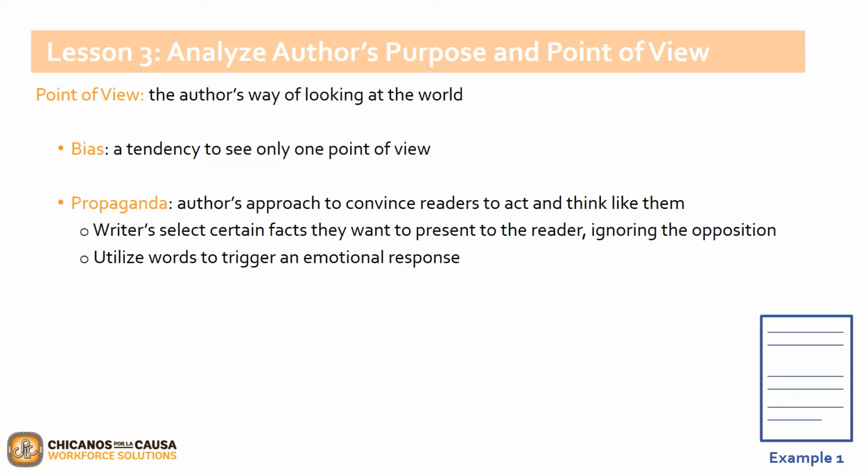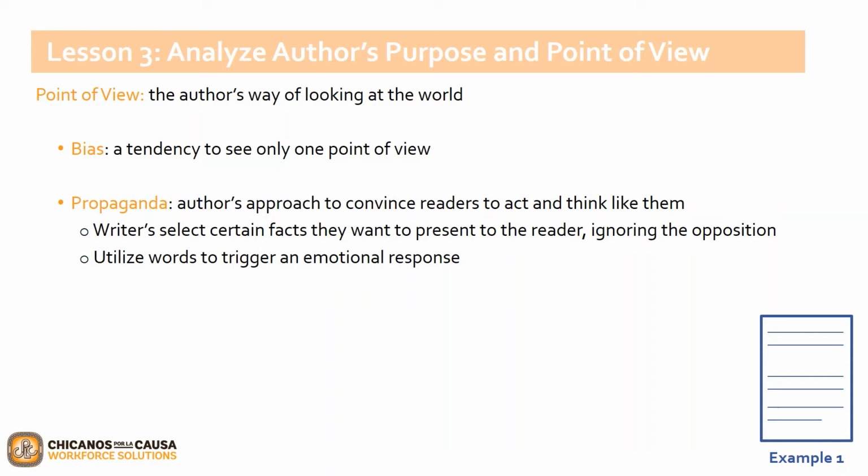All reading material has a point of view. This is the way the author feels about the subject written. As a reader, it is our responsibility to identify the writer's point of view, especially if we are using their material as a point of reference. We need to be able to identify if the writer has a bias. A bias is a tendency to see only one point of view.